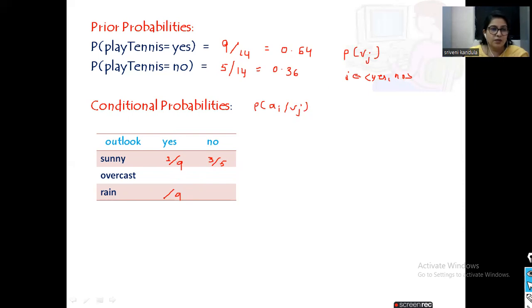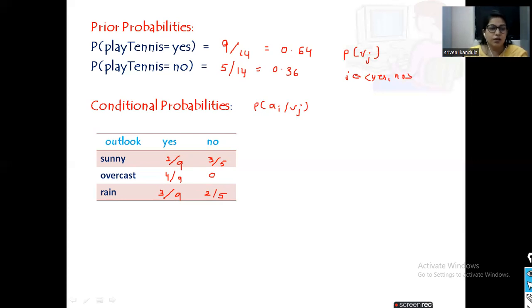Then similarly with overcast, I have 4 positive out of 9, and then there are 0 negative samples. Then in the rain, so rain positive 3, negative 2. Okay. So here the only confusion that you will get is in giving this number. So okay, number of positive instances and number of negative instances. So positive instances altogether are 9.